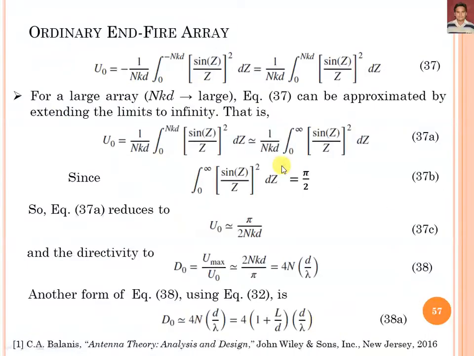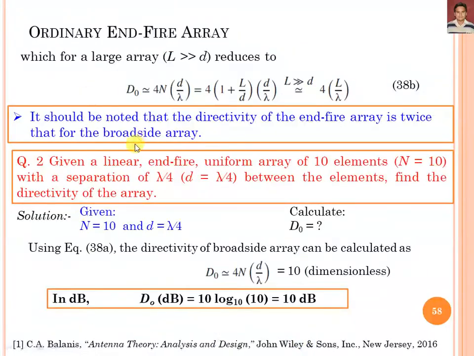In that case we can calculate another form of directivity, D0 equal to 4Nd/λ, which we are getting from here, equal to 4(1 + L/d)/λ, which is for the large array. If L is greater than d, then we can reduce it. So this expression is very important for calculating the directivity of the end fire array.